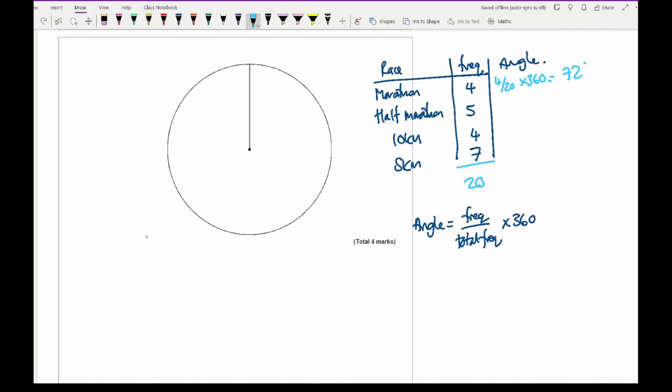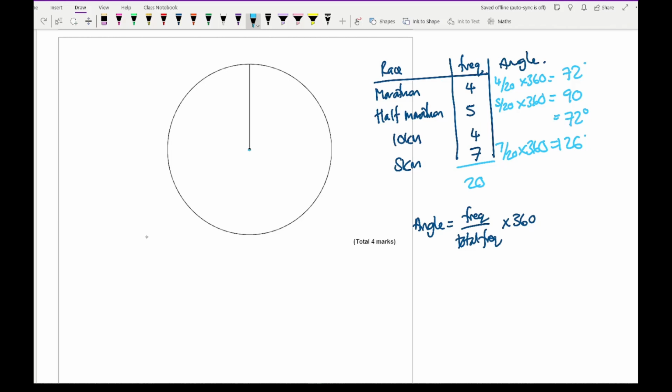Then for the half marathon, that's going to be 5 over 20 times 360, and that gives me an angle of 90 degrees. Then for the 10k, that's going to be the same as the marathon, so that's going to be 72 degrees. And for the 5k, that's going to be 7 over 20 multiplied by 360, which gives me an angle of 126.